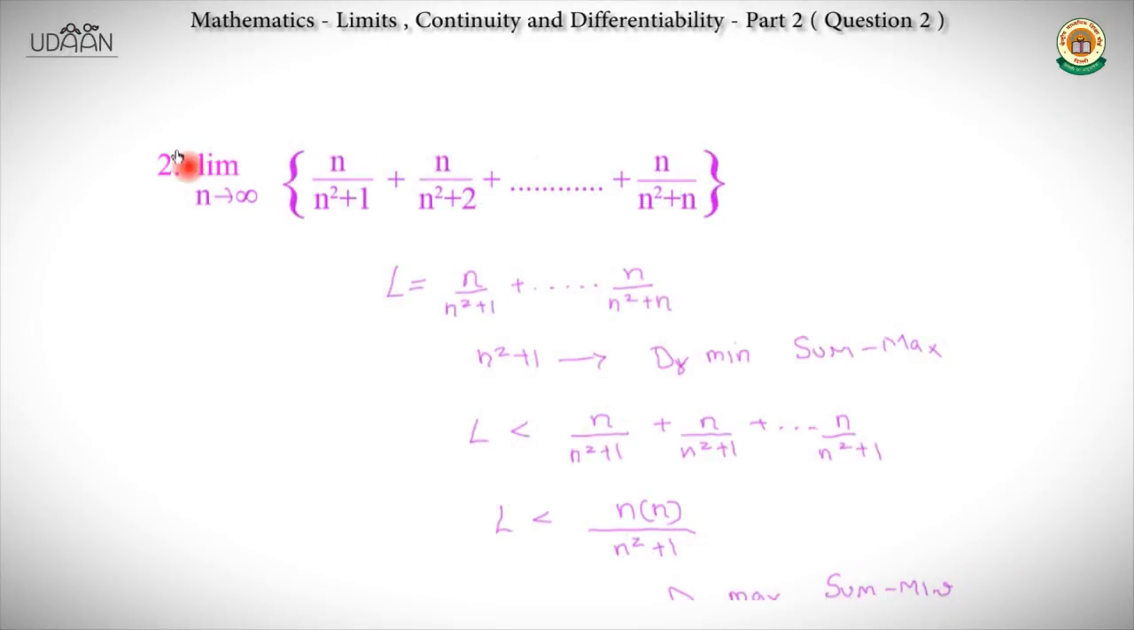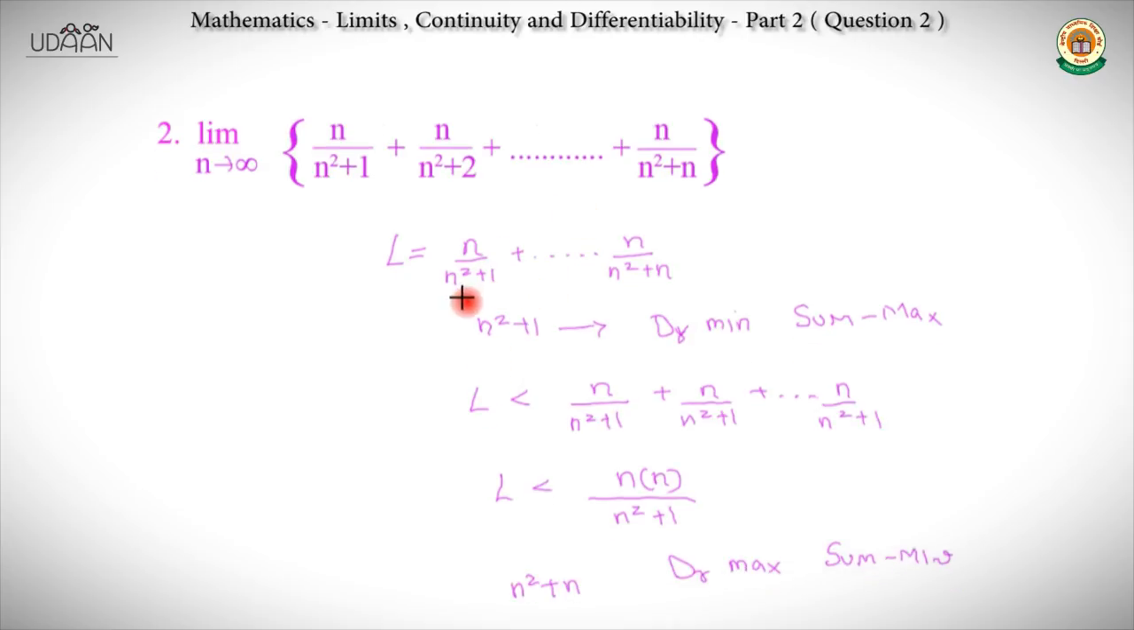Right, so the second question is to find the limit as n tends to infinity of n by n square plus 1, plus n by n square plus 2, and so forth till n by n square plus n. So how do we start off with this? When we look into the question, we can observe that the numerator is always the same, that is n, and looking into the denominator, it is n square plus 1, then n square plus 2, and so on till n square plus n.